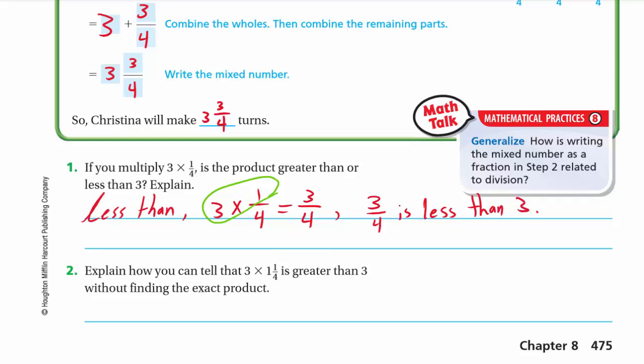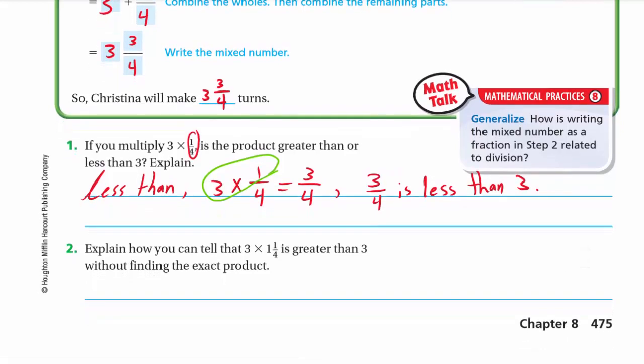3. So if we multiply a number by a fraction which is less than 1, like the fourth, it's less than 1, the product will be less than this number. It's like we are getting a fraction of this number. We are getting just some parts of this number.